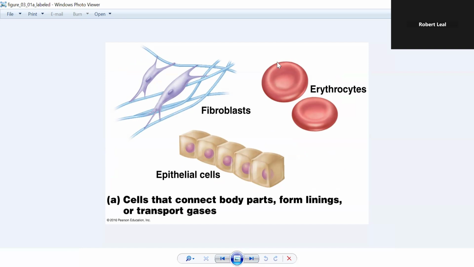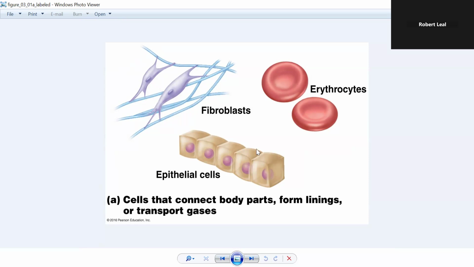The erythrocyte, that's just a fancy name for a red blood cell. And we'll take note that it doesn't have a nucleus. It kicks it out. It's being developed in your bone marrow. And that way it doesn't interfere with its job, which is to carry oxygen to tissues.